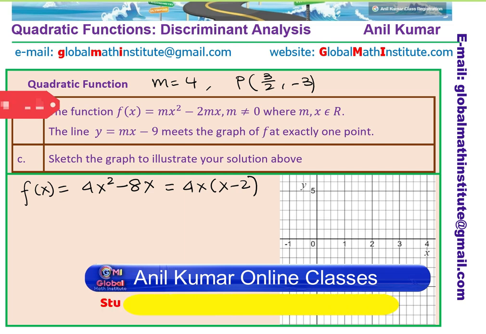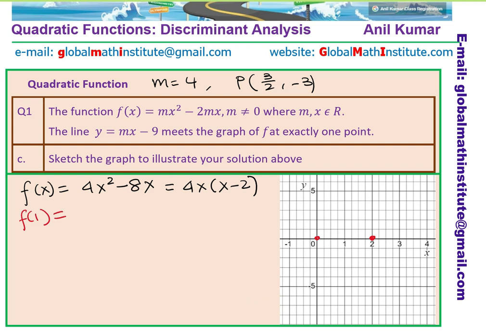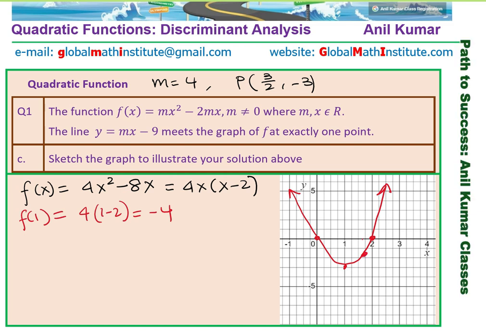So the parabola has two zeros. One is at 0 itself, the other one is at 2, right? In between, we can find the value of f of 1, which will give us the minimum value. So it will be 4 times 1 times (1 minus 2), which is equal to minus 4, right? So minus 4 will be at 1. So we have a parabola, which I could sketch now like this, right? And 3 by 2 means 1.5, right? So 1.5, around this place we have a point of tangency.